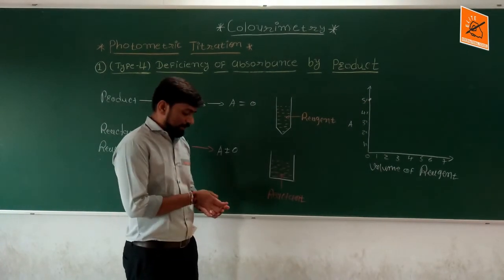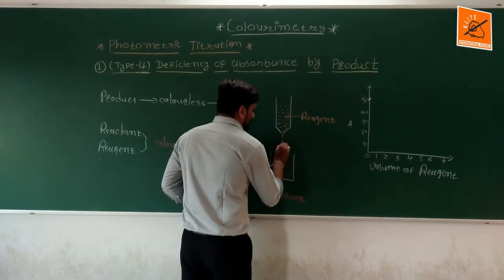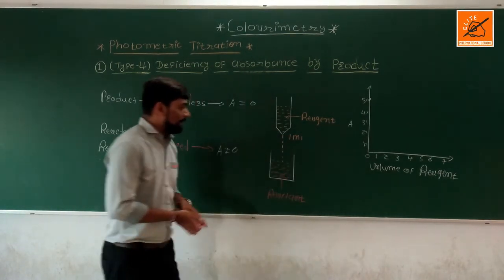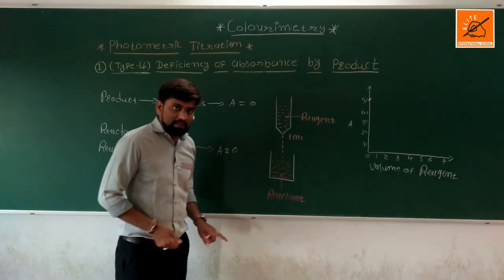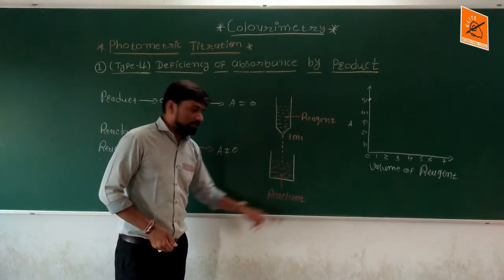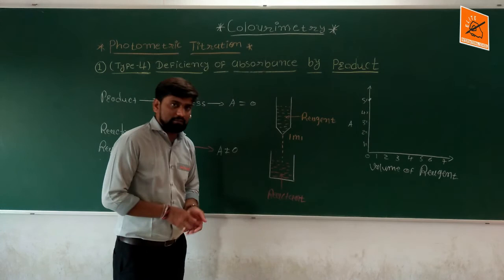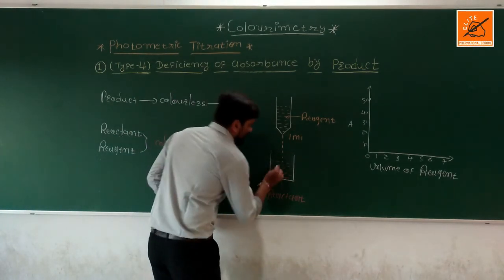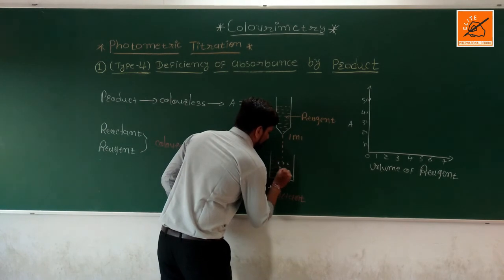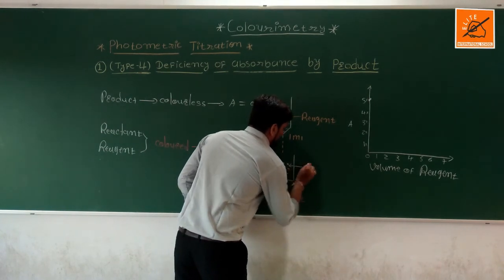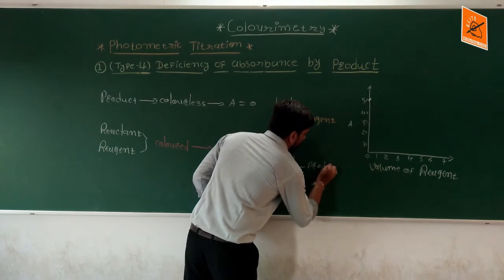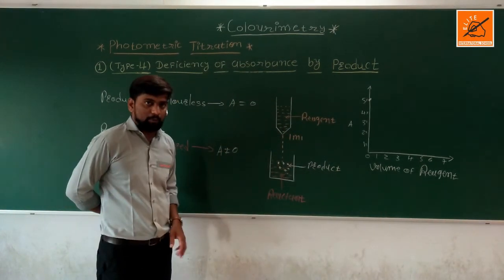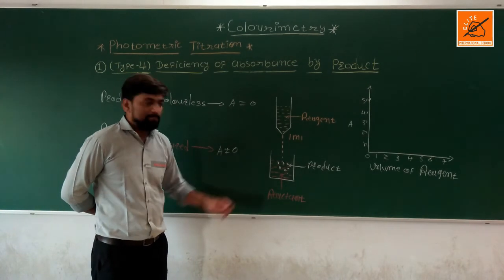Then we will add 1 ml reagent into the flask. At this time, this 1 ml reagent reacts with some amount of reactant. Suppose 1 ml of reactant reacts with 1 ml of reagent and converts into the product. The product formed is a colorless compound, so light is not absorbed by it.